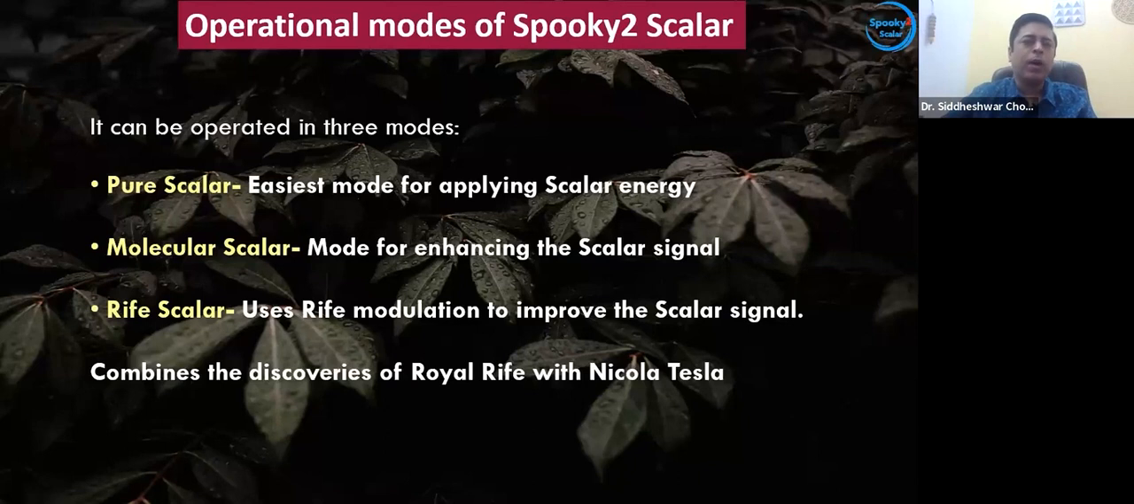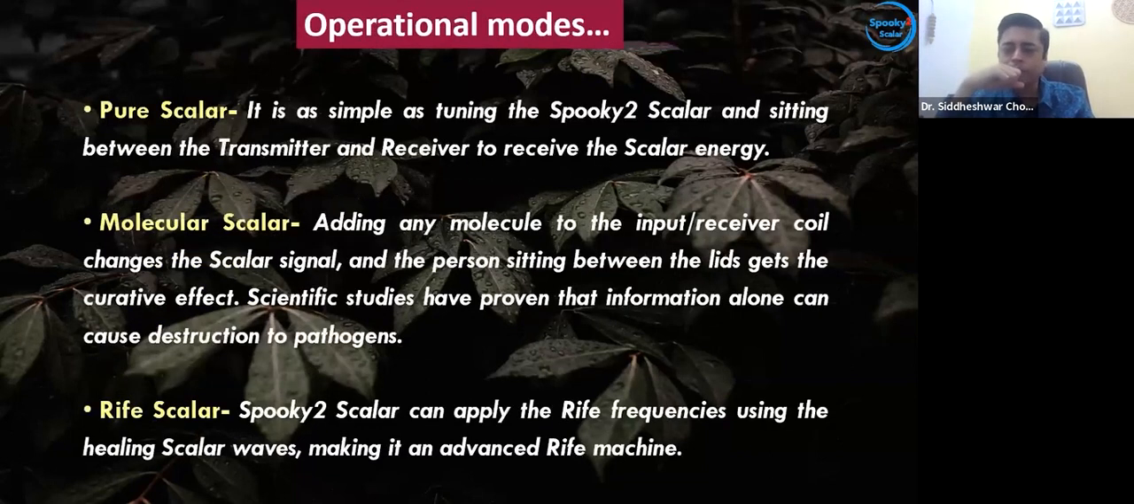Rife scalar mode is the one in which you can use your frequency generator, which is not XM generator, only generator X. So you can use generator X to supply any programmed frequency to the scalar unit to get the benefits of that frequency in your body. And then you can also do scalar biofeedback scan in the Rife scalar mode. That makes it unique. Rife scalar mode is really unique in the Spooky2 scalar unit. Now, pure scalar mode, as I mentioned, this one is not required because I've already mentioned it to you.